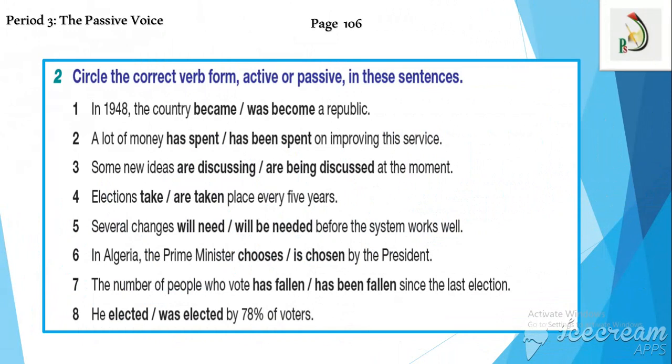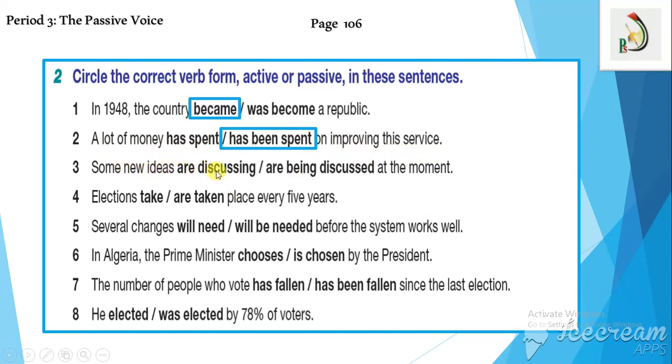Let's move ahead. Circle the correct verb forms, active or passive. Pause the video here and choose the correct answer. In 1948, the country became a republic. What became a republic? The country. So here we have a subject and here is the action. A lot of money has spent. Can money spend? No. Has been spent on improving the service.